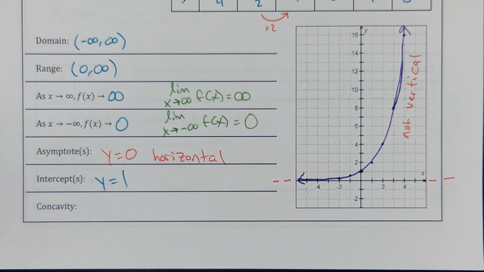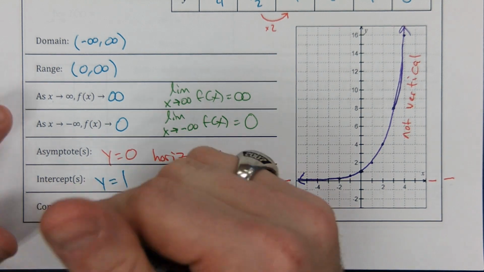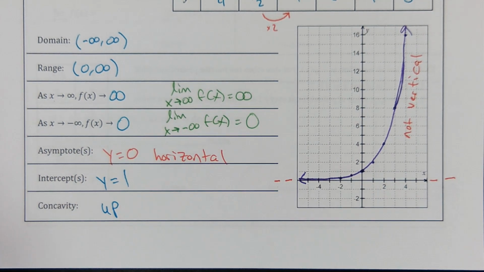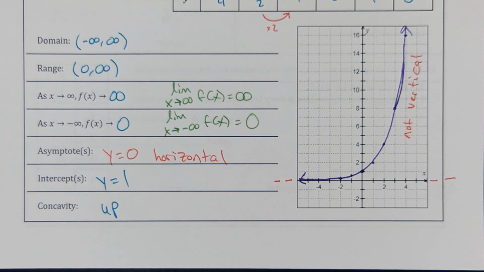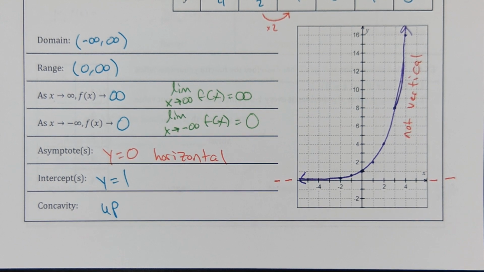And what kind of concavity does this have? Is this concave up or down? It is concave up. Let me remind you what that means. That means the second differences, or you could say the rate of change of the rate of change, is positive. Or you could say the rate of change is increasing. So it can be said a lot of different ways.